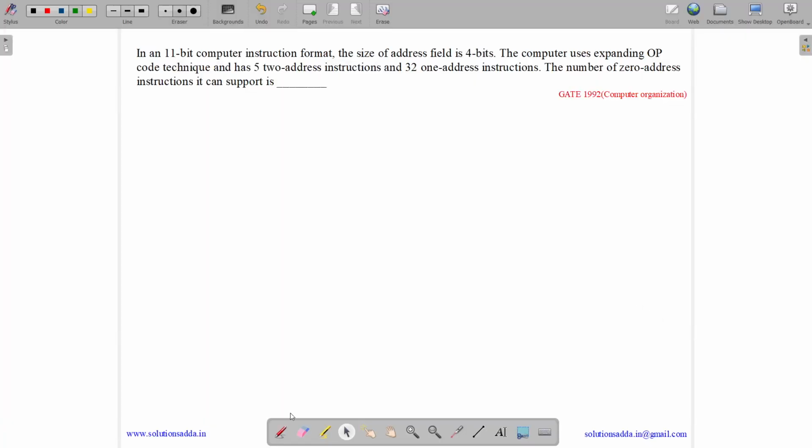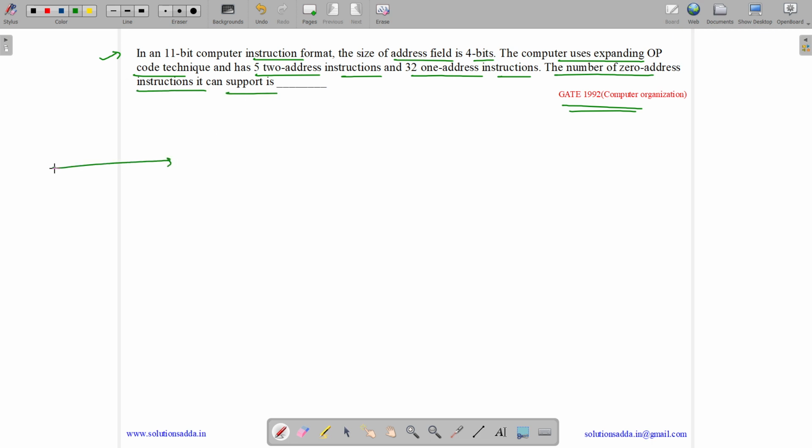This question belongs to computer organization subject and was asked in GATE CSE 1992. So the question states, in an 11-bit computer instruction format, the size of address field is 4-bit. The computer uses expand opcode technique and has 5 two-address instructions and 32 one-address instructions. The number of zero address instructions it can support is?